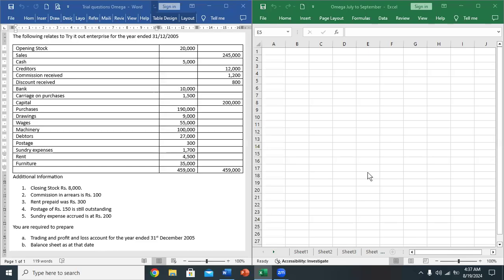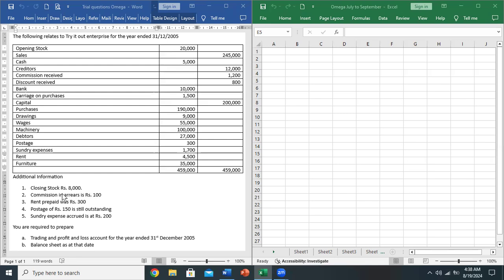So we are given that the following relates to Try It Out Enterprise for the year ended 31st December 2005. So you see the trial balance given: opening stock, sales, cash, creditors, commission received, discount received, bank, carriage on purchases, which is the same as carriage in what? Capital, purchases, drawings, wages, machine, debtors, postage, sundry expense, rent, furniture.